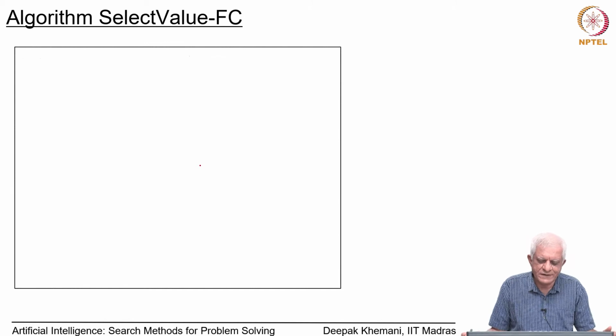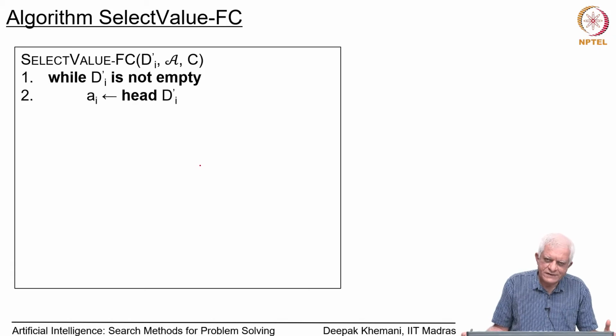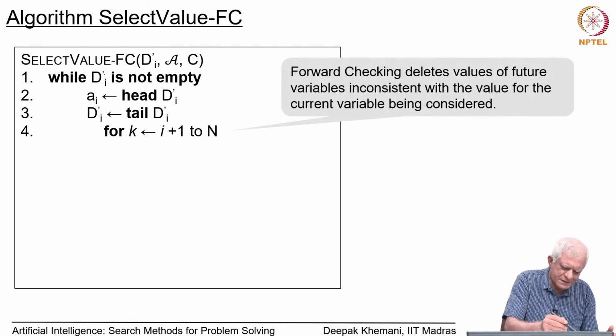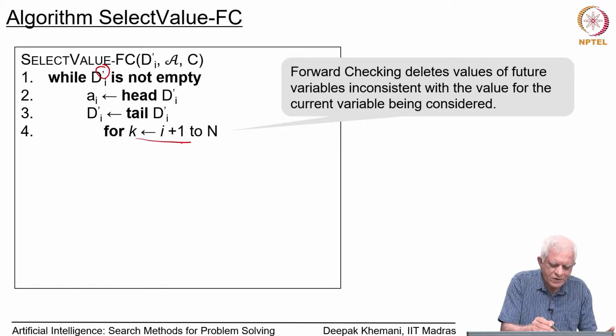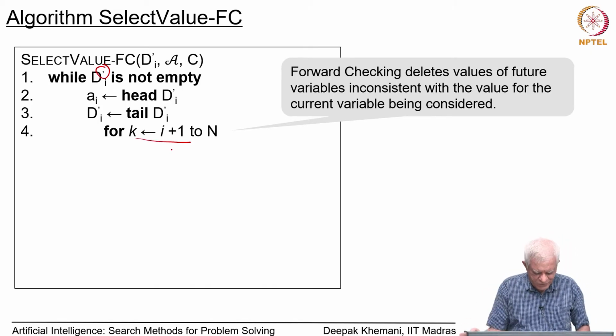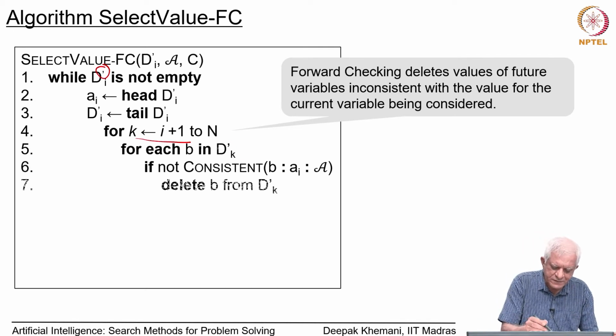So, let us look at the select value forward checking algorithm here. It is a little bit more involved than the select value function we saw earlier. It starts off in the same fashion: while the domain, the copy of the domain, is not empty, remember that this prime means that you are working with copies of domains. Look at all the future domains, all the values of k from i plus 1 up to n, and we will delete values which are not consistent. So, for the future variable k, look at the domain of that variable, look at a value b in that.